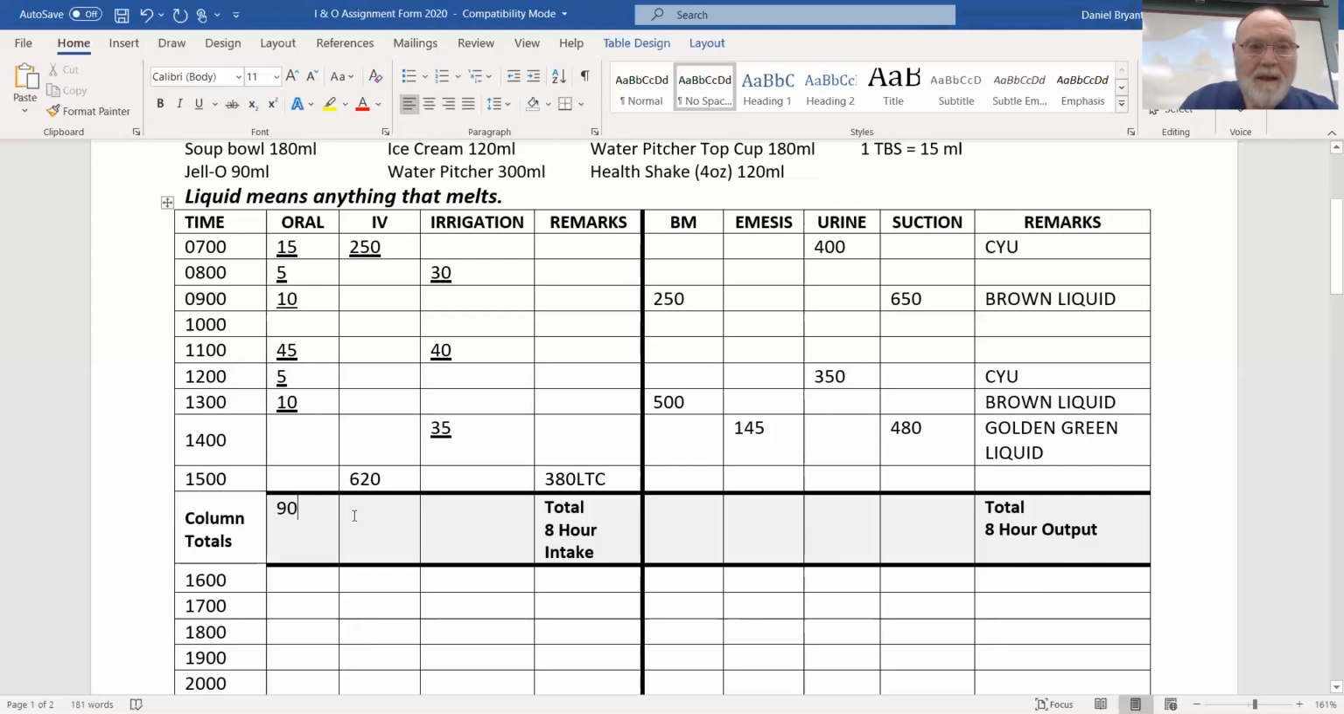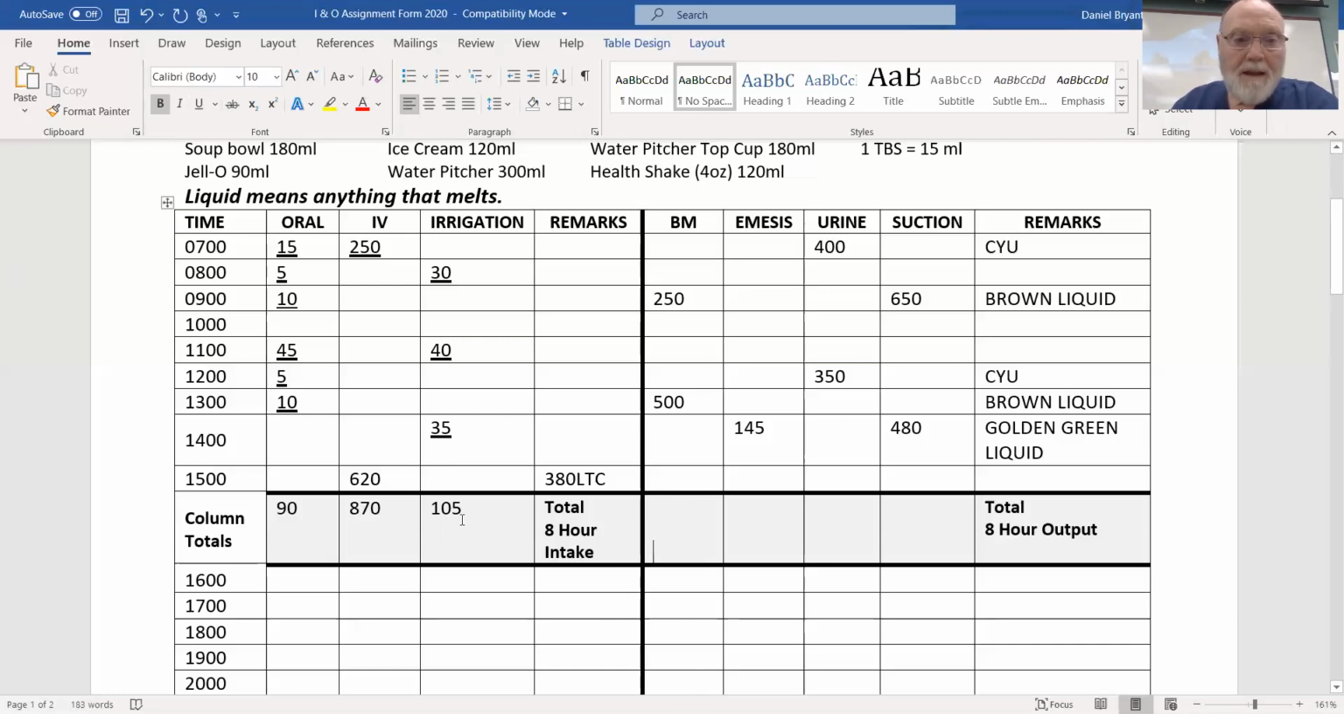Okay. IV, we have 870. For irrigation, we have 70, 105. And add all three of those up. And let's see, 75, 165. So I'm gonna have to get my calculator out for that. Anyway, you would put that over here in the 8-hour total section.